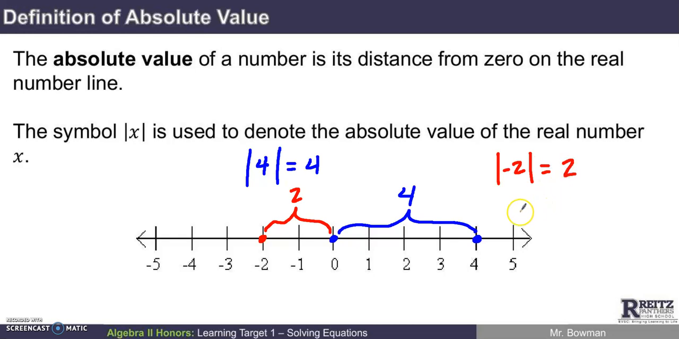A common misconception students have is that the absolute value of a number is the opposite of the number. That's not what it is. The absolute value of a number is simply how far away from 0 that number is on the number line.